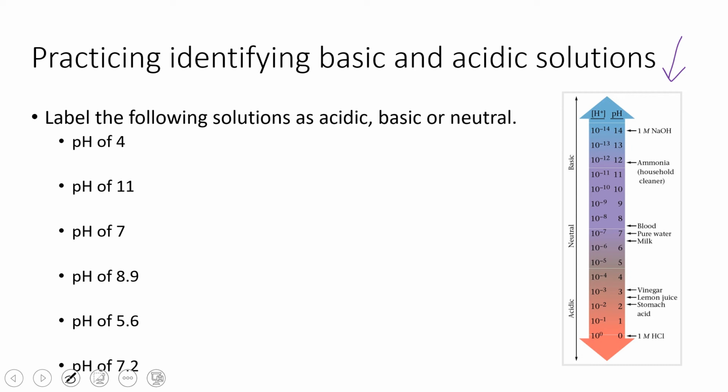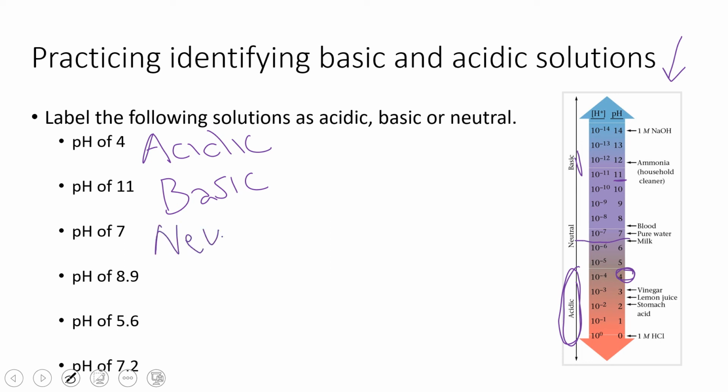So this first one we have over here is a pH of 4. You can see that there are numbers here along the side, so I can find this pH of 4. And if I look over on this left-hand side, I can see that this is very clearly the acidic section. So for this pH of 4, I can write acidic, right? I can do the same thing with pH 11. It's in the basic section. And then a pH of 7, which is right here in the middle, is neutral. So we are just going to write neutral.